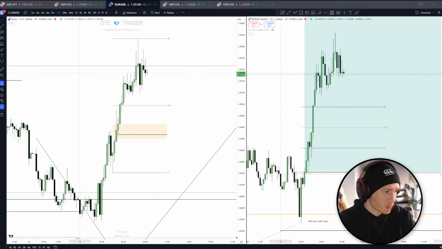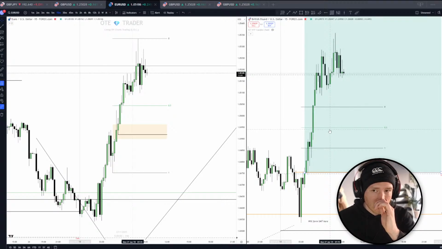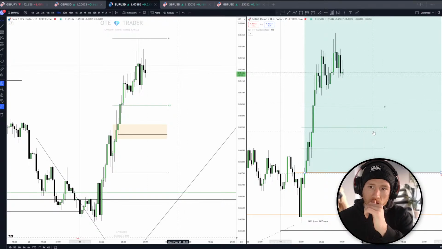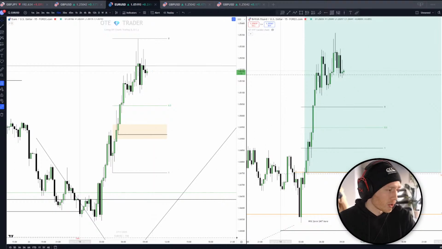Okay, somebody just messaged me that ICT is looking to short GBP USD towards this gap here. I can see it, but it is so risky. That's so risky. I don't know. Okay.